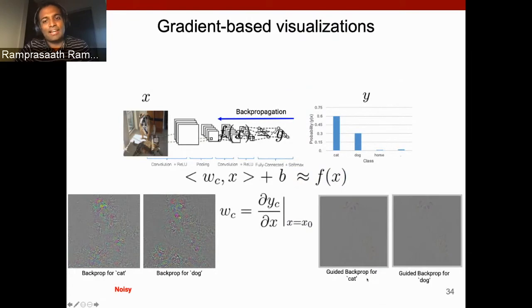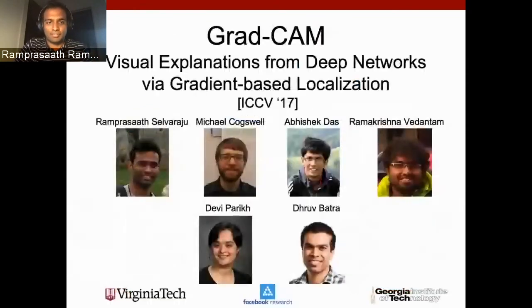But this does have a disadvantage, in the sense that when you do guided backprop for the category cat, it looks somewhat at the cat and the dog. And if you do guided backprop for dog, it again looks at both dog and cat regions. Even though the network has figured out what a dog is and what a cat is, because it's a trained network, our visualization is not showing that the network has learned this. So in a way, these visualizations are not class discriminative.